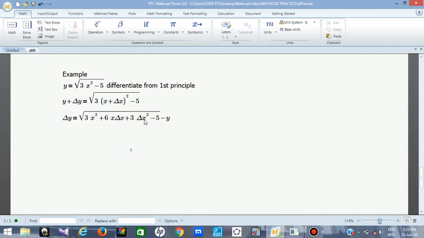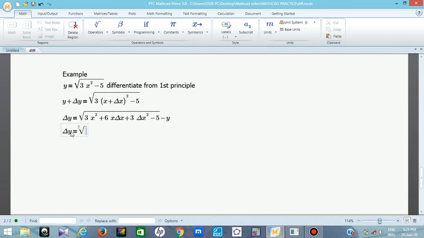So you know what I did here? All I did is expand this bracket first. When you expand this bracket, you have x squared plus 2x delta x plus delta x squared. Then when you open the bracket with 3 times x squared, that's how we have 3x squared. Then 3 times 2x delta x, that's how we have 6x delta x. Then 3 times delta x squared gives 3 delta x squared. Then minus 5 is outside the bracket. Then this y has crossed to the other side, so it becomes minus y. So that is it.